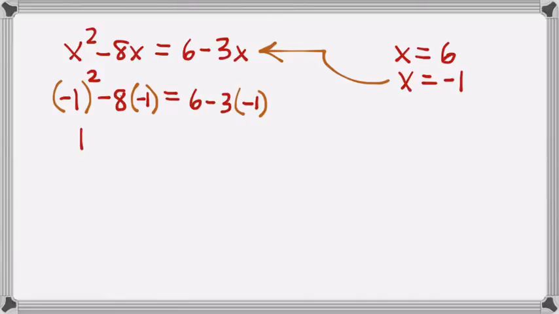And then I have minus 8 times -1. That's minus -8, right, which is plus 8. And then I have 6. And then I have minus 3 times -1. Give me a plus 3. And so what do you conclude about x equals -1?